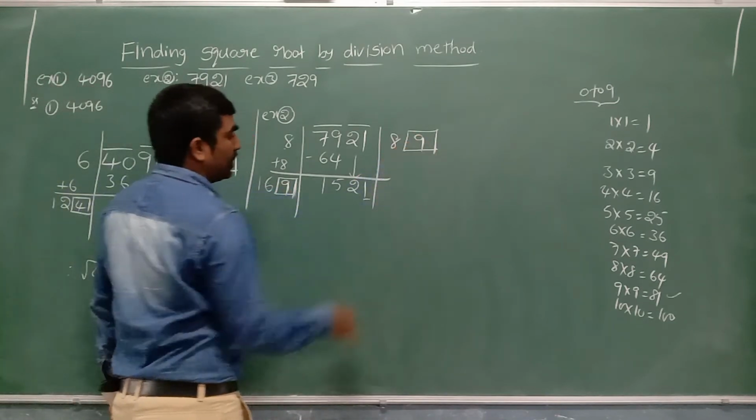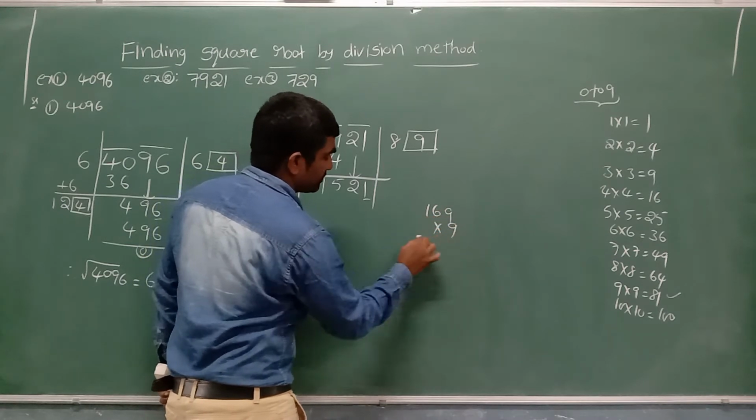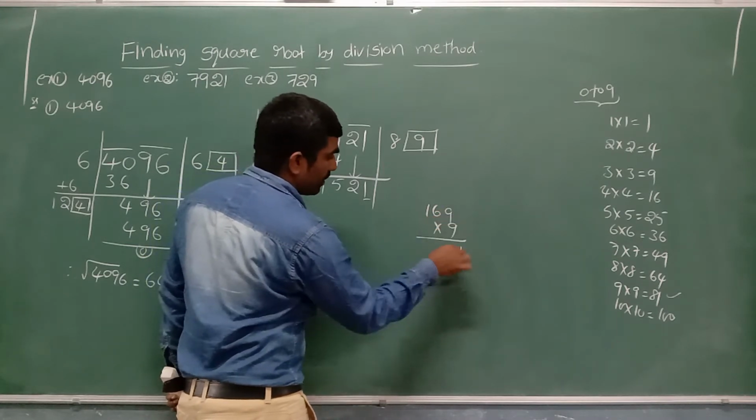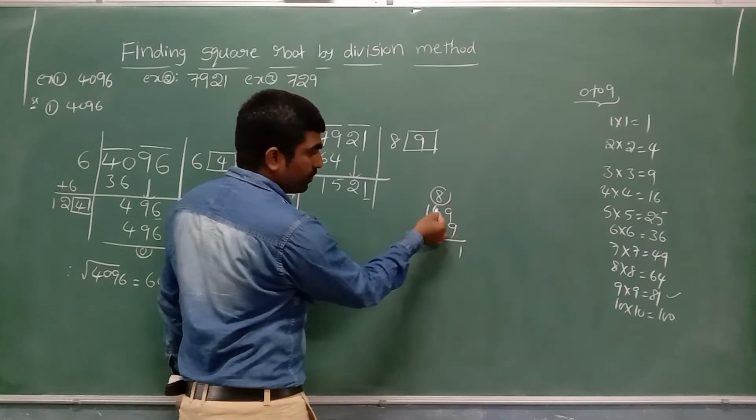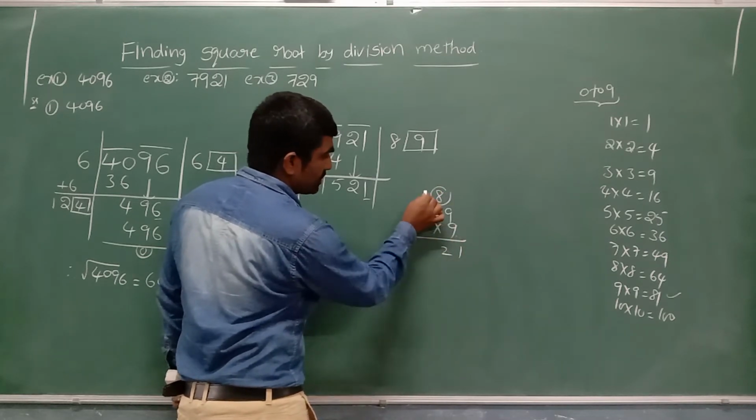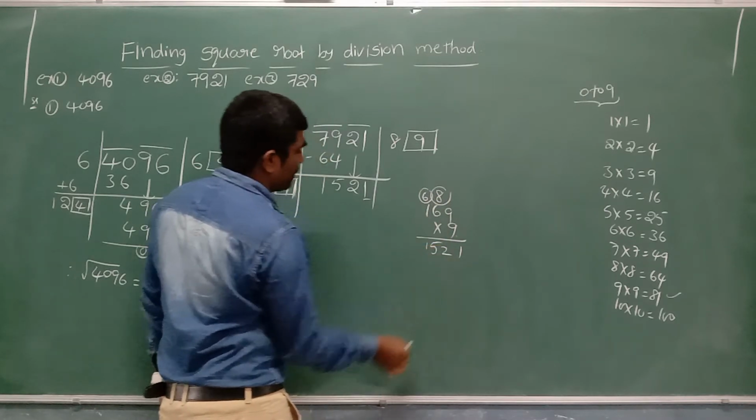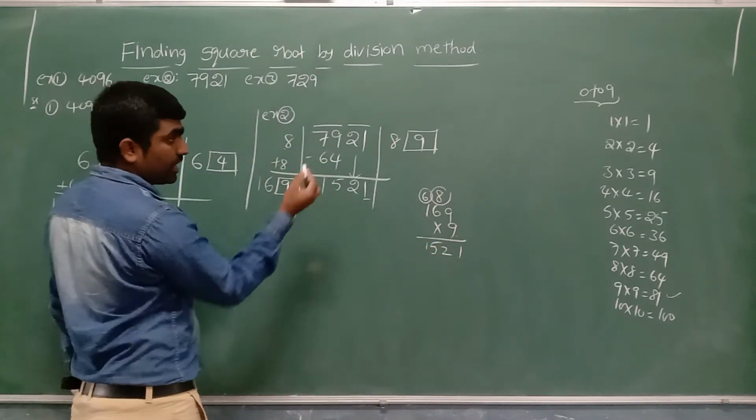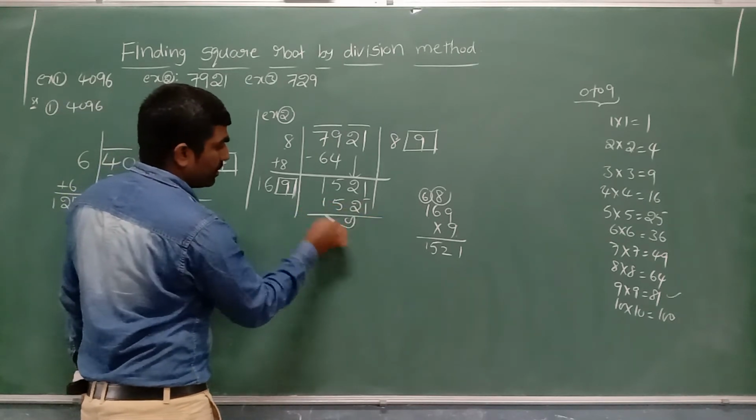169 into 9. Let us multiply here. 169 into 9. 9 9s are 81, 1, 8 carry. 9 6s are 54. 54 plus 8, 62. 2, 6 carry. 9 1s are 9 plus 6, 15. 1521. Yes, which gives exactly 1521. What is the remainder? Remainder is 0.